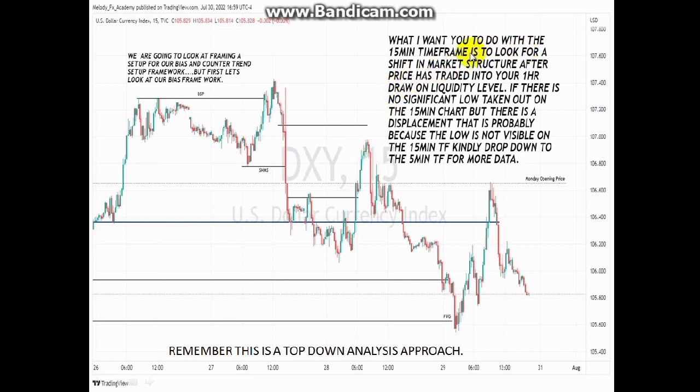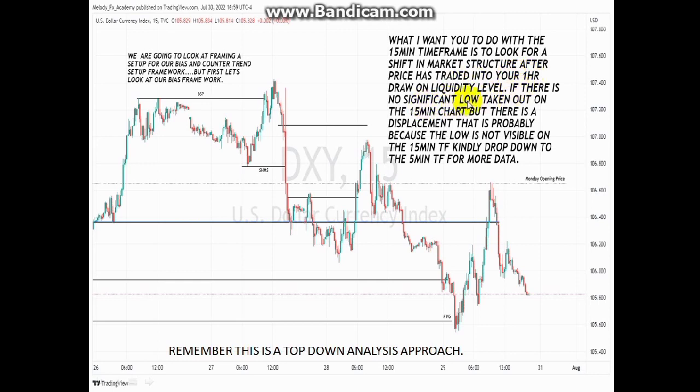So what I want you to do with the 15-minute time frame is to look for a shift in market structure after price has traded into your 1 hour draw on liquidity level, which will be this. Once we have that displacement on the 1 hour time frame and we wait for price to trade into it, as it immediately trades into that 1 hour fair value gap on this candle, you go down to your 15-minute time frame.